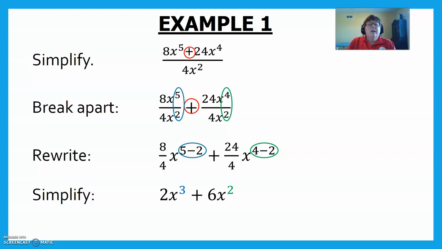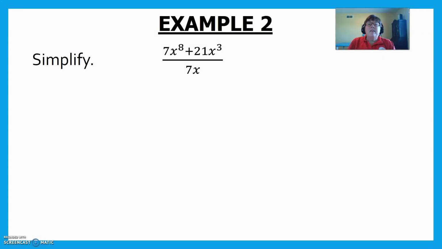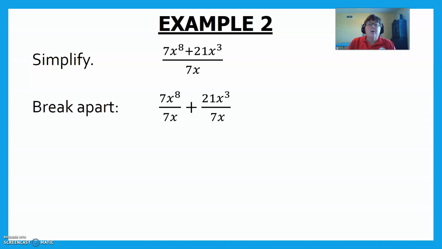So let's look at our next example. 7x to the 8th plus 21x to the 3rd divided by 7x. So I'm going to break apart. So I get 7x to the 8th over 7x plus 21x to the 3rd over 7x. The next thing I want to do is make sure that those are both addition. So if it's addition in the first problem, it stays addition. Now I'm going to look at the exponents.